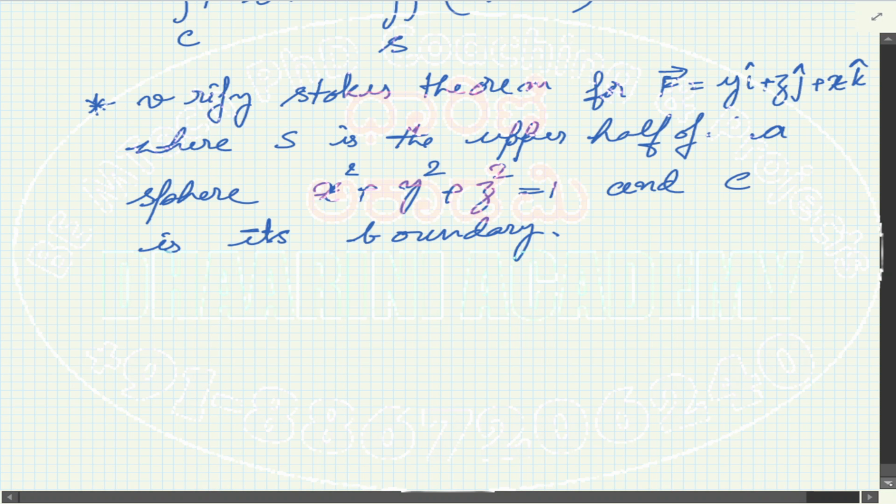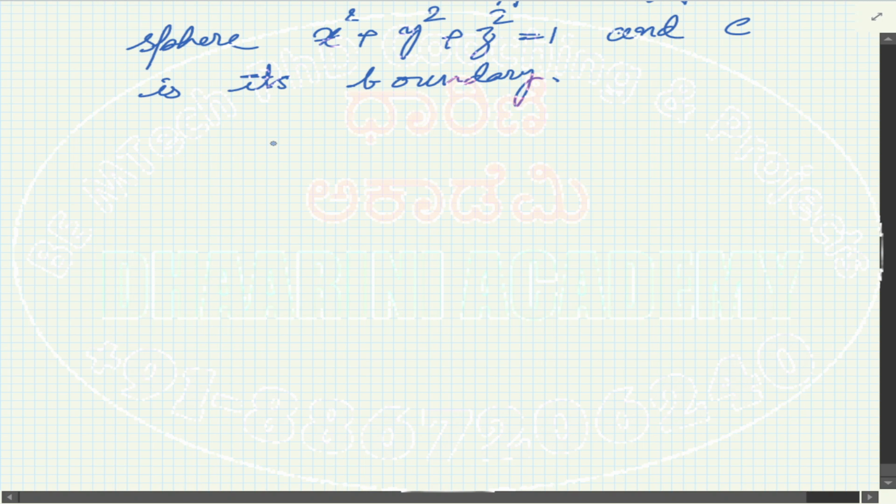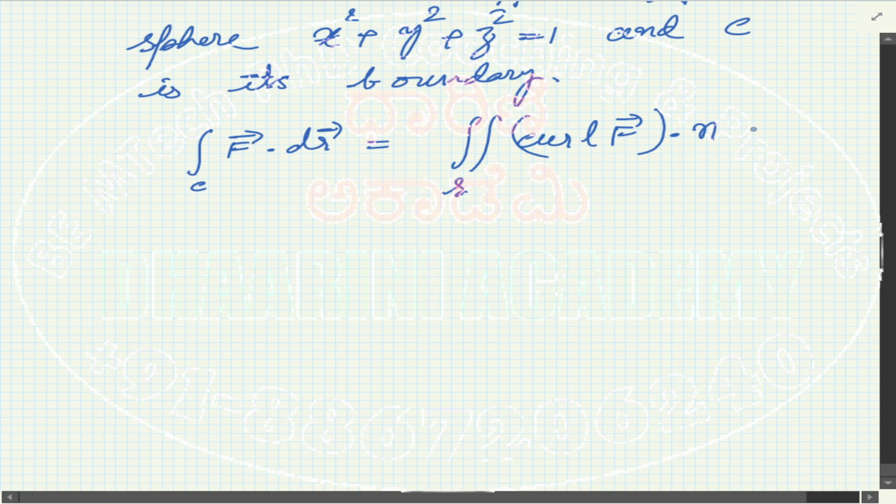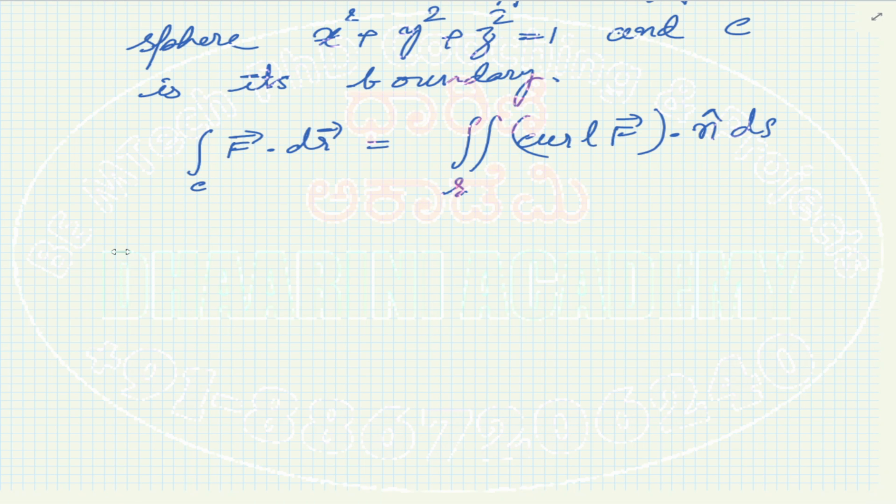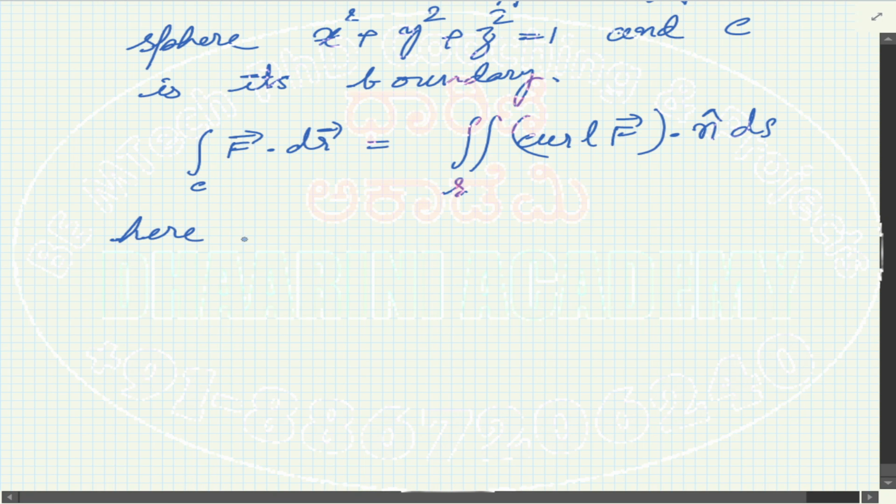Now let's start with the Stokes theorem's statement. This is integral over C of the vector F dot dr is equal to the double integral over the surface S of the curl F vector dot n cap ds. Since we are talking about C as the boundary, it looks like a circle whose center is the origin and the radius is unity, because the sphere has radius equal to 1. So here C is the circle.